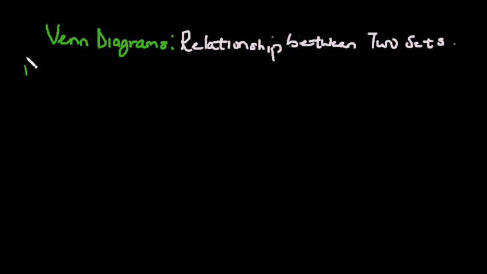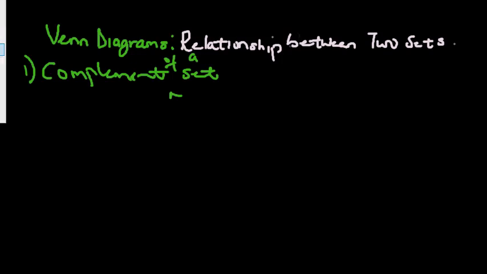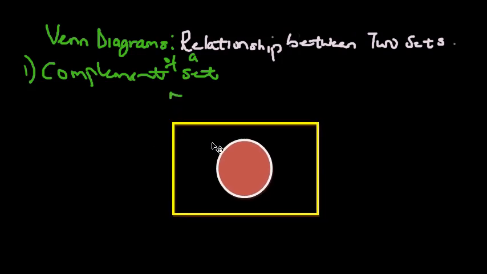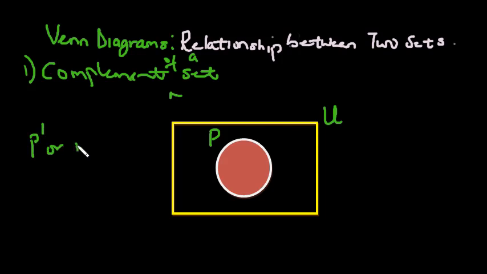So now the first relationship I'd like to explain is the complement of a set. Let's say we have a set P. How do we depict the complement of such a set? So I have this set P represented by this circle, and this rectangle depicts the universal set. Now our P complement, or P superscript C, means everything present in the universal set but not in P.